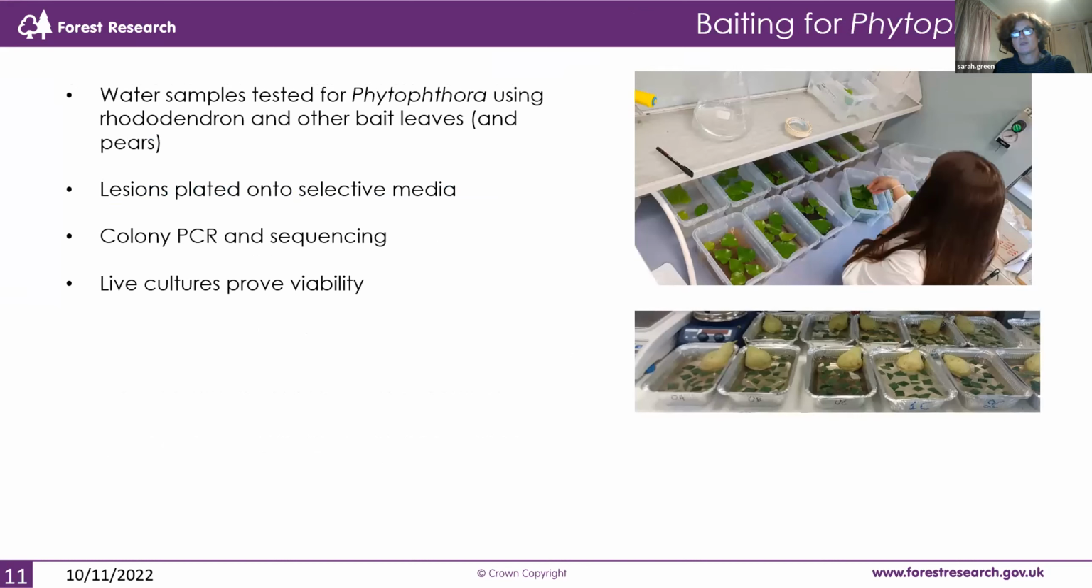But as I said, for the more recent projects, we've also been baiting for Phytophthora, where we take the water samples and we test to see if Phytophthora is present by floating bait leaves on top, or in some cases, some countries like the US and Italy like to put pears in. And so this works on the principle that Phytophthora has free swimming zoospores that can swim to the bait leaf, and then the lesions develop, they're plated onto selective media, you do colony PCR and sequencing of the live cultures to identify them to a species level. And again, having those live cultures growing out does prove that that species is viable and present.